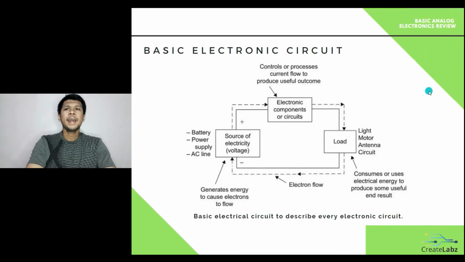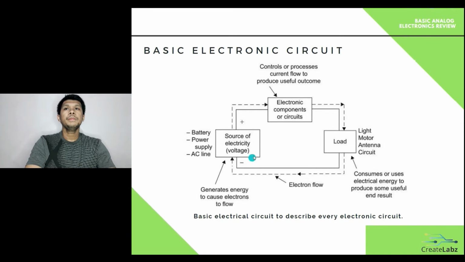Now, let's define a very basic electrical circuit so that we can describe every electronic circuit. We have a source, electronic components or circuits, and load. The source can be a battery, a power supply, or AC line. It is the one generating energy that causes electron flow. In this case, we have DC. We have a positive and then the negative.